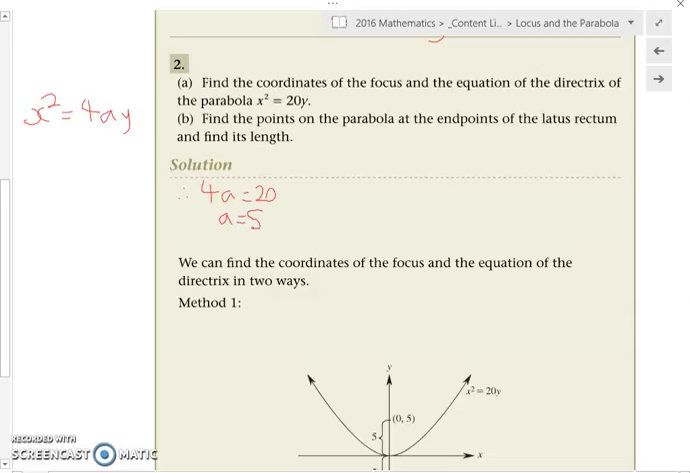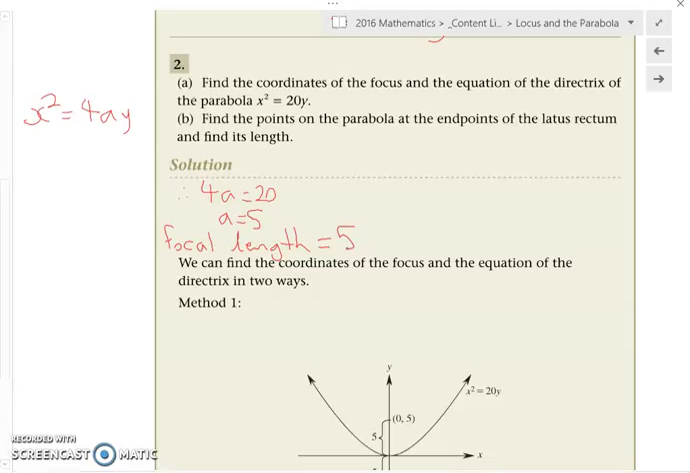Okay. The other thing we can get from that is we now know what the focal length is. Would you agree? Can anyone tell me what the focal length is? Okay. That will become useful later on.